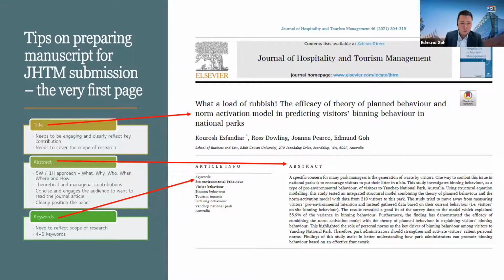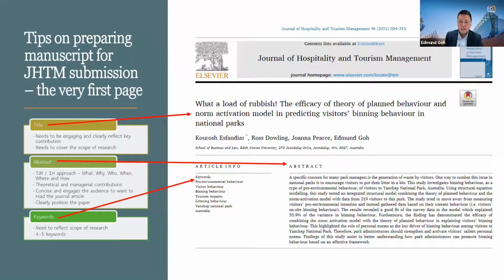Don't try to overdo the abstract. It needs to be simple to understand, yet impactful. That's what matters most. And the keywords are very important as well. Always select 4 to 5 keywords that clearly reflect the scope of the research that you're looking at.